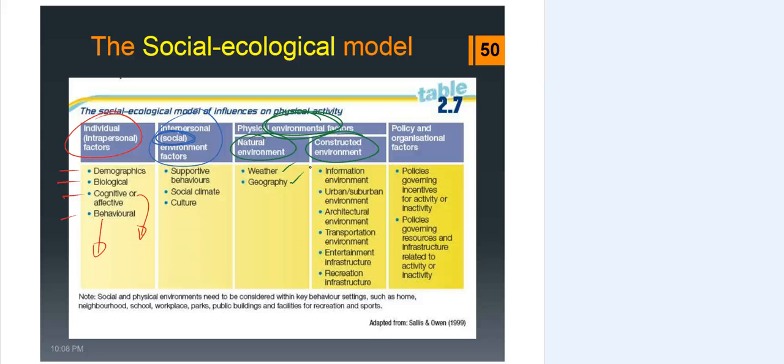And lastly, it's policy and organisational factors. So policies governing incentives for physical activity or inactivity, and policies governing resources and infrastructure related to physical activity or inactivity.